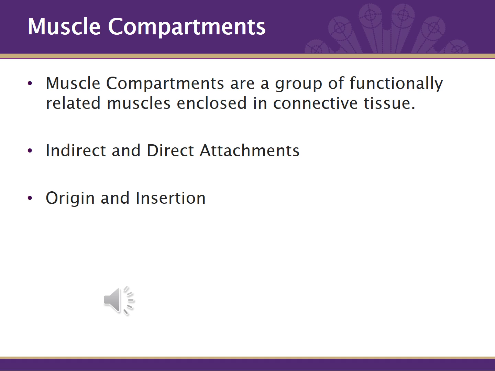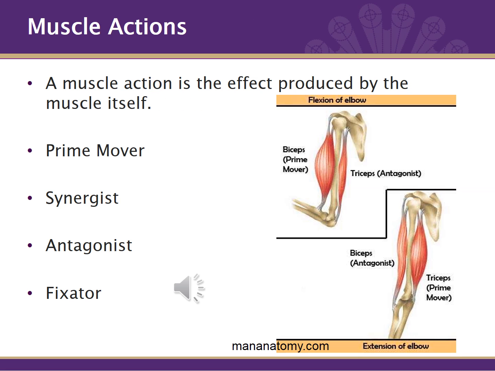For instance, your textbook gives examples of the biceps brachii. The origin for the biceps brachii is on the scapula, and the insertion is on the radius. When the muscle contracts, it acts on the radius and brings about flexion of the elbow. A muscle action is the effect produced by a muscle. Muscles don't work in isolation.